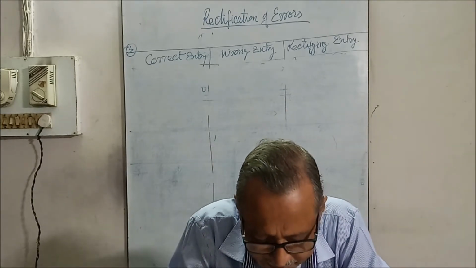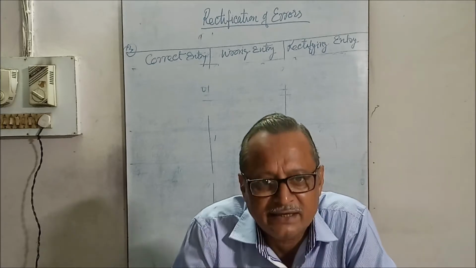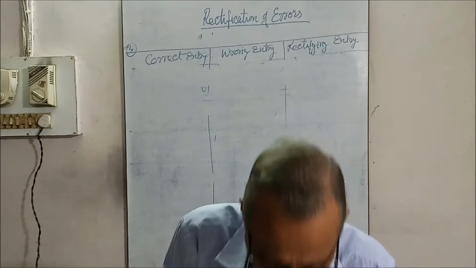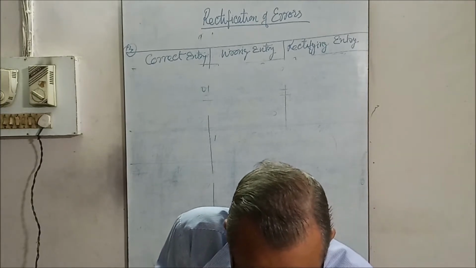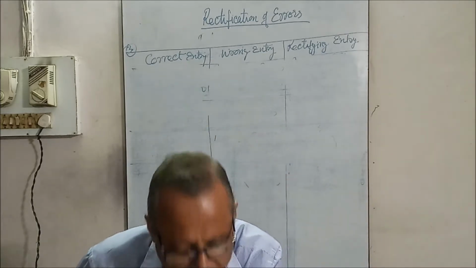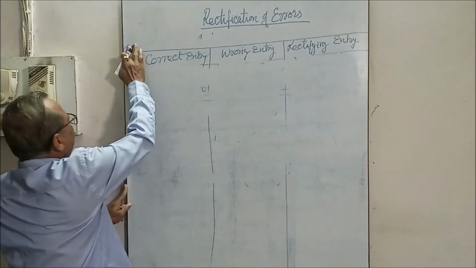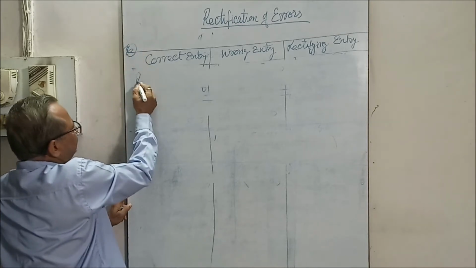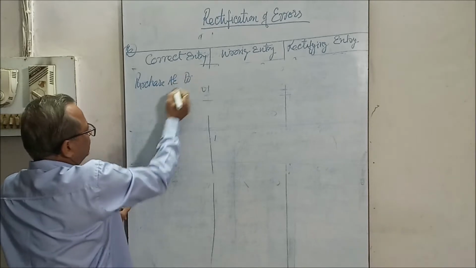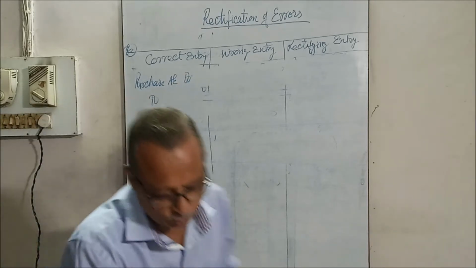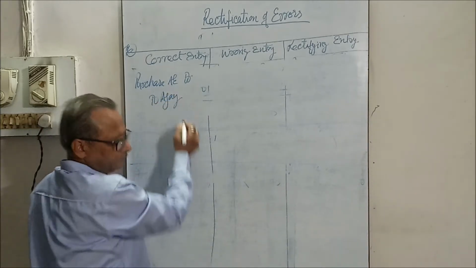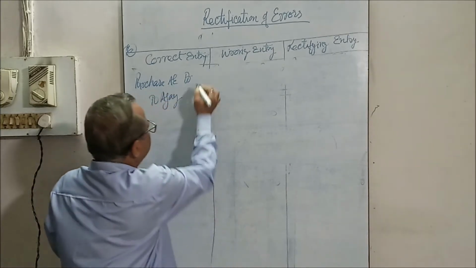Goods purchased from Ajay for rupees 2600 were recorded in the sales book by mistake. First portion, goods purchased from Ajay for 2600. This is the actual transaction. The entry should be passed as purchase account debit to Ajay, 2600.